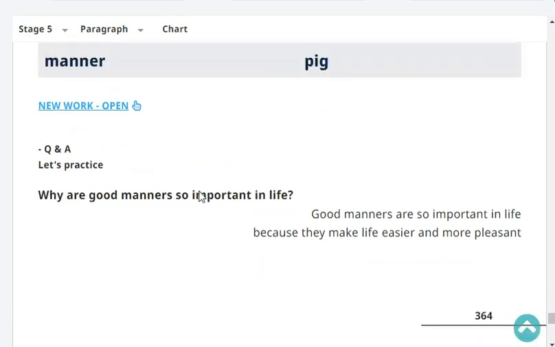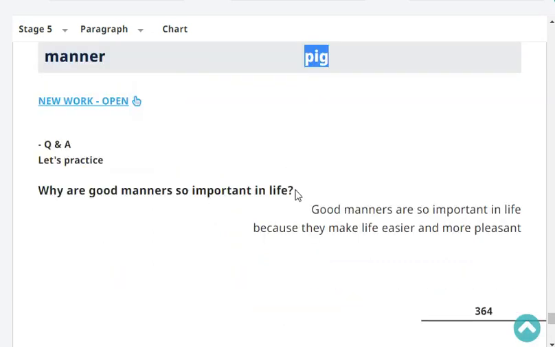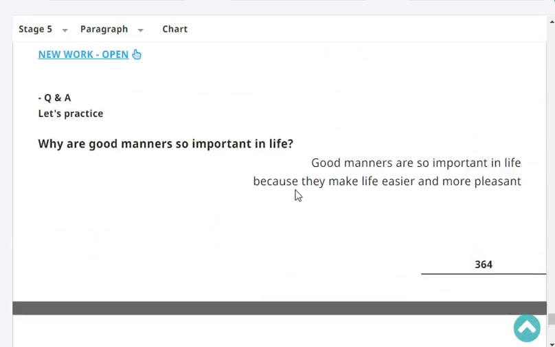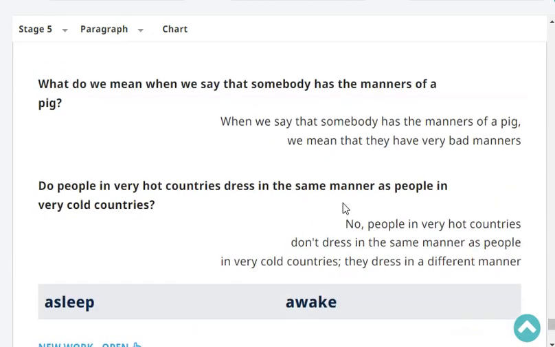Why are good manners so important in life? Good manners are so important in life because they make life easier and more pleasant.